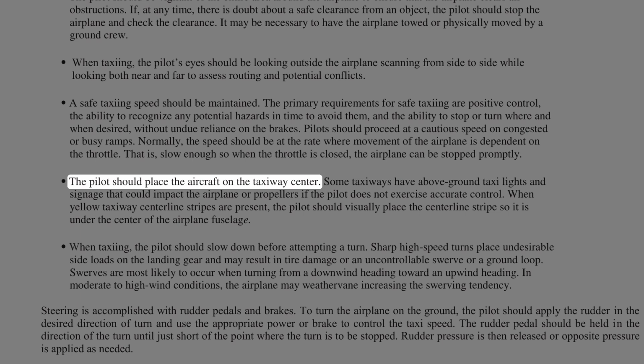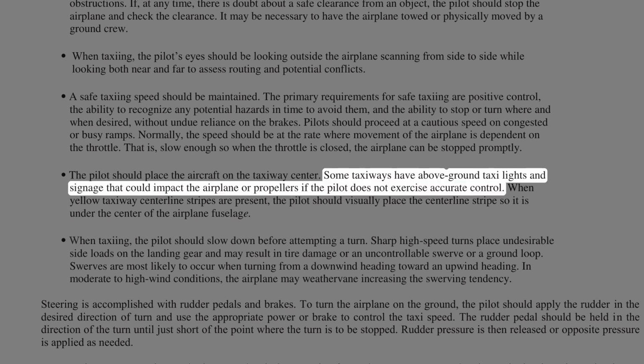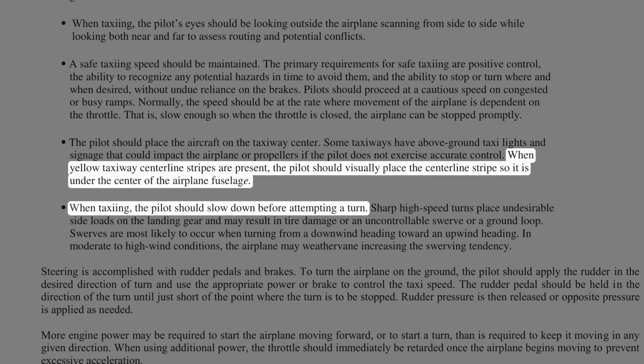The pilot should place the aircraft on the taxiway center. Some taxiways have above-ground taxi lights and signage that could impact the airplane or propellers if the pilot does not exercise accurate control. When yellow taxiway centerline stripes are present, the pilot should visually place the centerline stripe so it is under the center of the airplane fuselage.